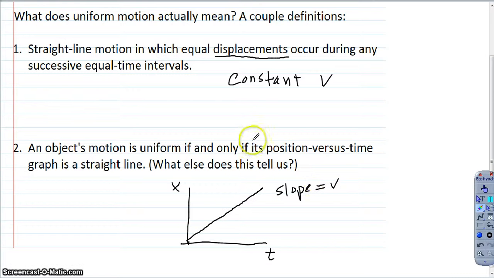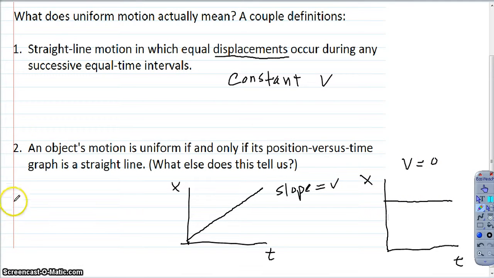So once again, this is really just saying the same thing as our first definition. We once again know that the slope and therefore the velocity would be constant for any straight line. Okay, so uniform motion basically just means an object is moving with a constant velocity. Now keep in mind, if I gave you a second position graph and it was a horizontal line, it would still be uniform motion because in this case the velocity would just happen to be zero. So anyway, a couple definitions to make sure you're comfortable with. Shouldn't be too bad.